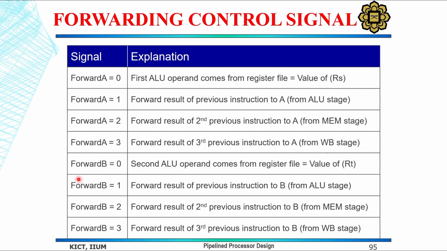And then we have forward B. Forward B can be 0, so the second ALU operand comes from the register file, the value of RT. If forward B is 1, it forwards the result of the previous instruction to B, from the ALU stage. If forward B is 2, it forwards the result of the second previous instruction to B, from the memory stage. And if forward B is 3, it forwards the result of the third previous instruction to B, from the write back stage.